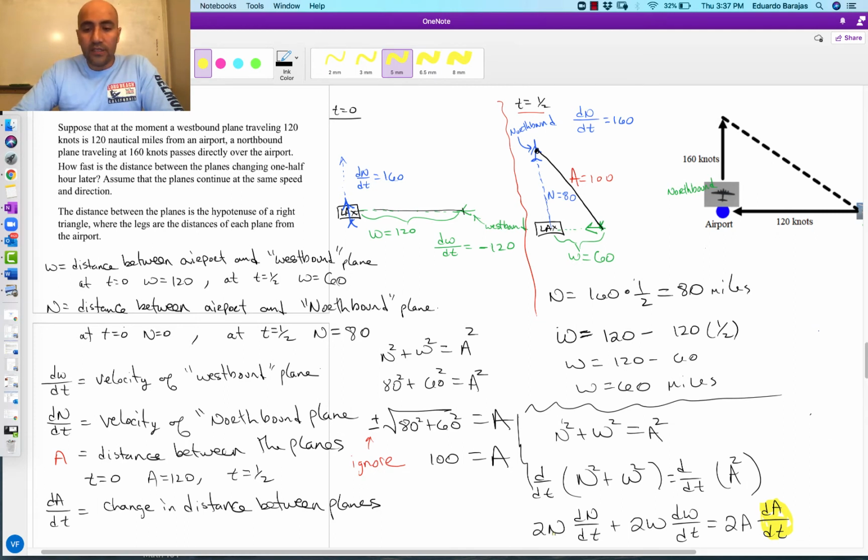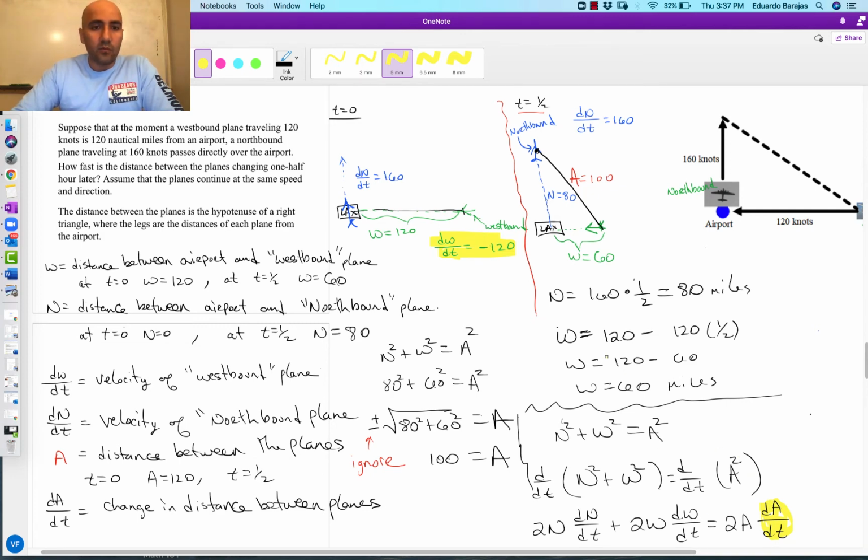At this particular point in time, n is equal to 80. dn/dt is equal to 160. w is equal to 60. And dw/dt is equal to negative 120. Did I put that somewhere? Oh, yeah, here it is. Negative 120. We established that the sign is important. And A, we established A was 100. So we have everything we need here to solve for this rate.